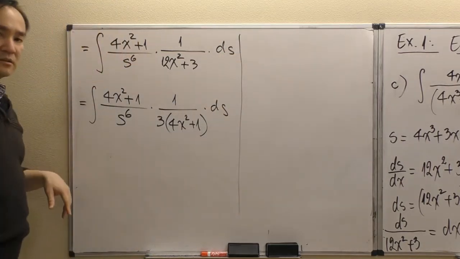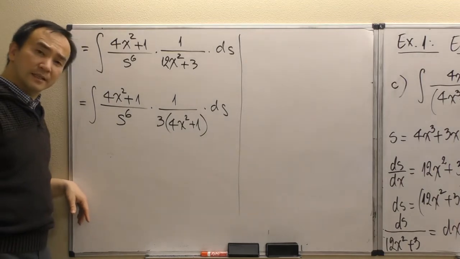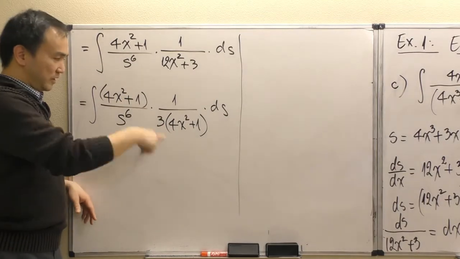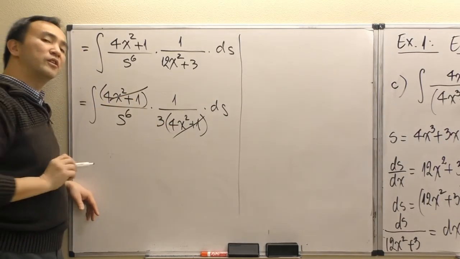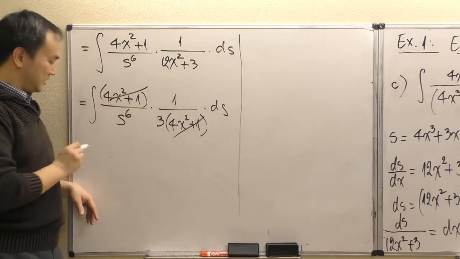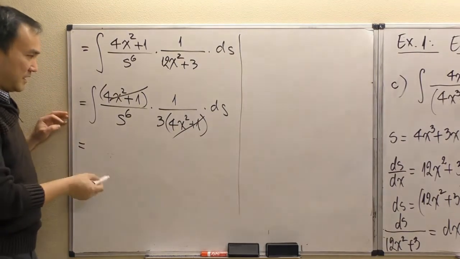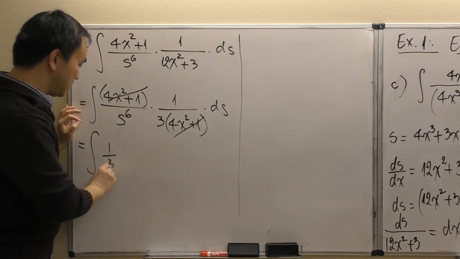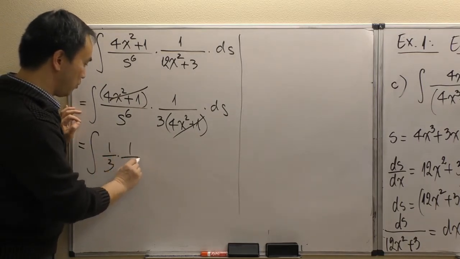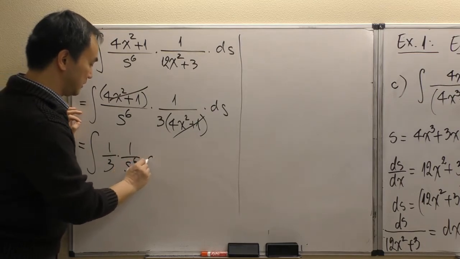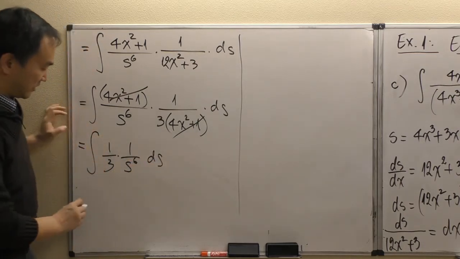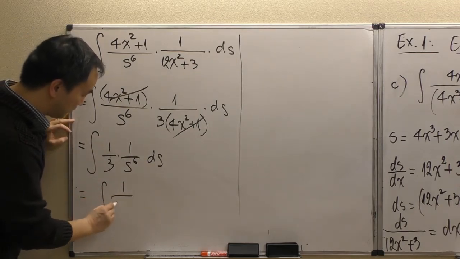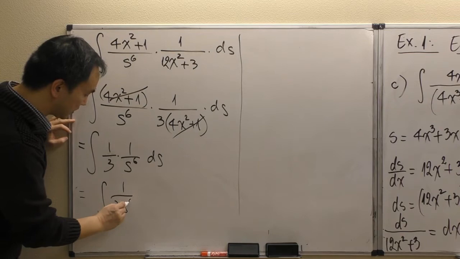I mean, look how good that worked out for us. All right, and so now 4x squared plus 1 nicely, all of a sudden, I realize it cancels with that. So I don't even need to look for a substitution for that any longer. All right, so now all of a sudden I reduce my expression to 1/3 times 1 over s to the 6 ds. And sometimes I can write it as 1 over 3 s to the 6 ds.